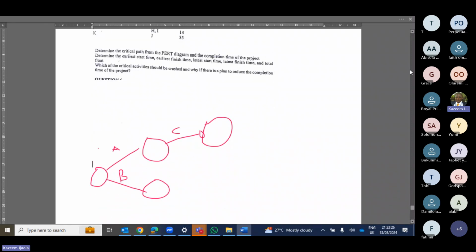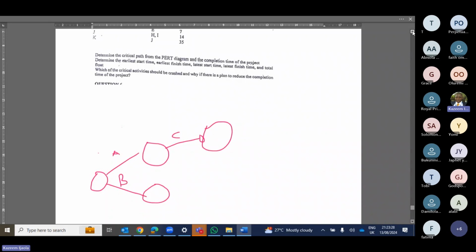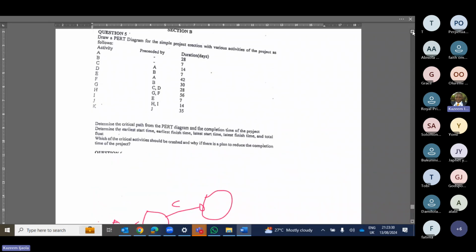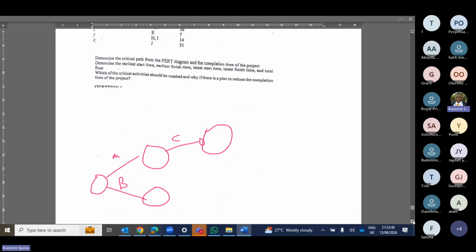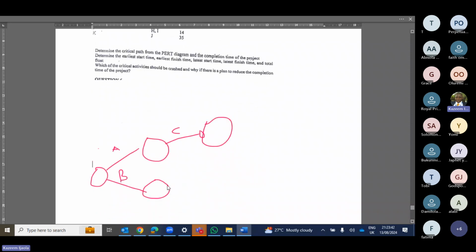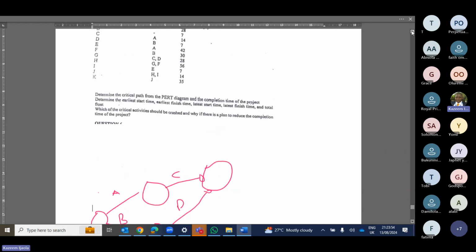So activity D that is coming from B must link up with your C. Remember, C and D must form G. So your activity D must go from here and link up with your C. So this is D. C and D now form a new activity. So we've stopped at this.